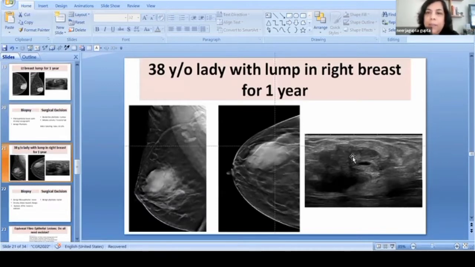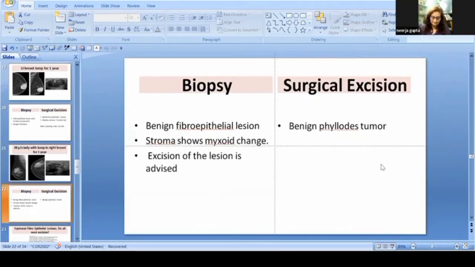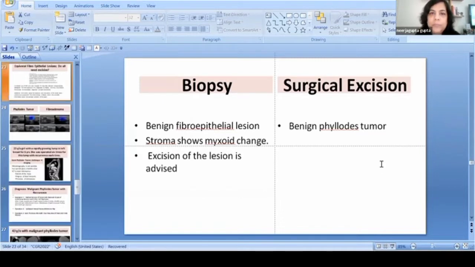38-year-old lady with lump in the right breast for 1 year. Again, we are seeing a similar mass, very circumscribed, with some heterogeneity, some lobulation on the ultrasound. The biopsy said benign fibroepithelial lesion, and the excision was advised. Surgical excision showed it to be a benign phyllodes tumor.